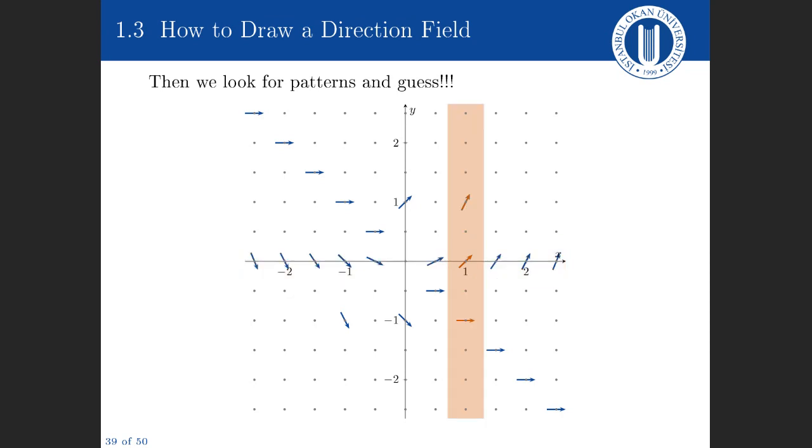What happens on a vertical line as we go from the bottom to the top? Again, it appears that the arrows are rotating anti-clockwise as we go from the bottom to the top. So we make a guess and we fill the rest of the arrows in like this. And so on. Keep going, keep making guesses. We can quickly fill in all 121 arrows.